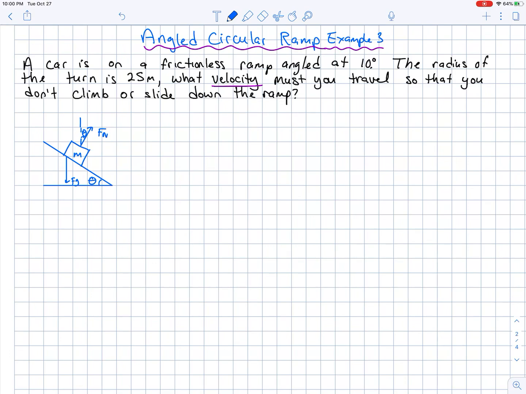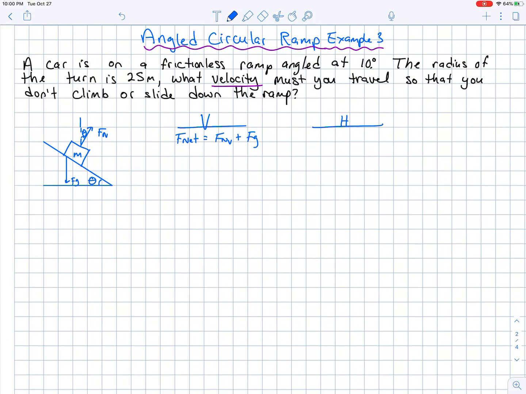We are looking to calculate a velocity, and that is one of the variables in our centripetal acceleration. We're given a radius and asked to find velocity. So we go through the whole process. We set up our t-chart. We've got vertical, we've got horizontal.